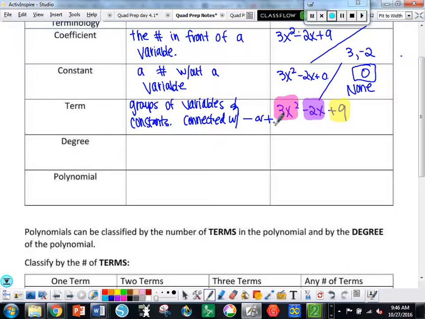So is the 3 the term? No, it's the 3x squared. It's the whole thing. Is the 2 the term? No, it's 2x. It's the whole thing. Does that make sense? Sorry. Google. We'll figure it out.